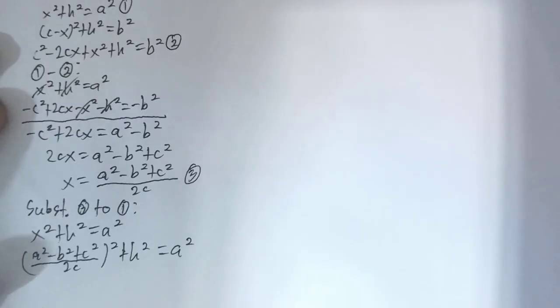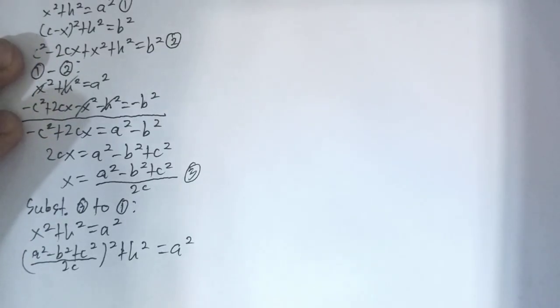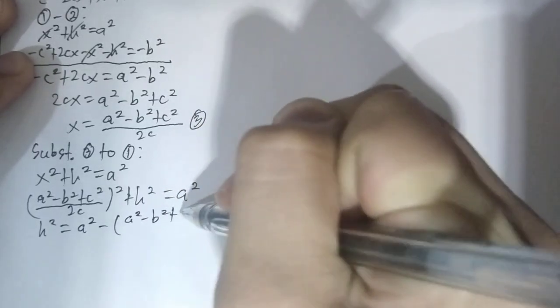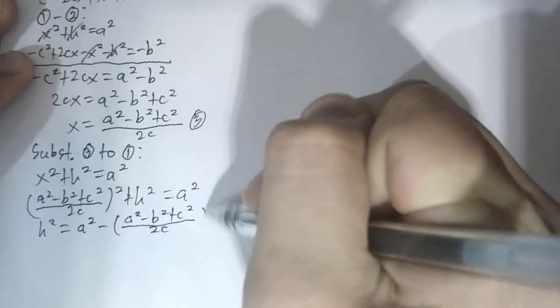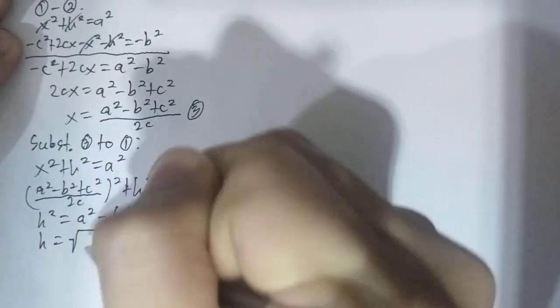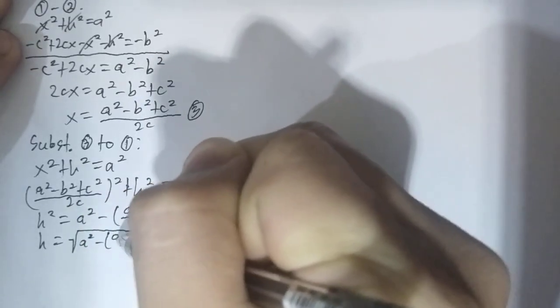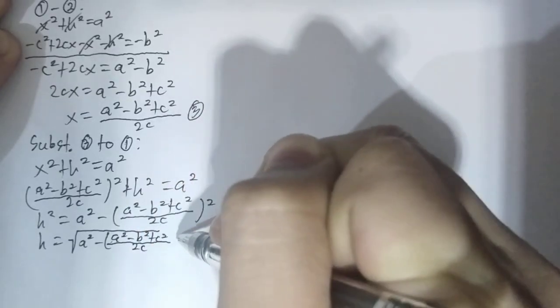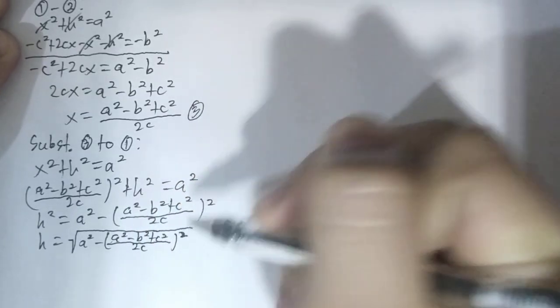Okay. Next, we would subtract both sides by this expression. So this would give us h squared being equal to a squared minus the square of (a squared minus b squared plus c squared) all over 2c, right? And then taking the square root of both sides, we would find that the height of this triangle is equal to the square root of a squared minus the square of (a squared minus b squared plus c squared) all over 2c. That's good.